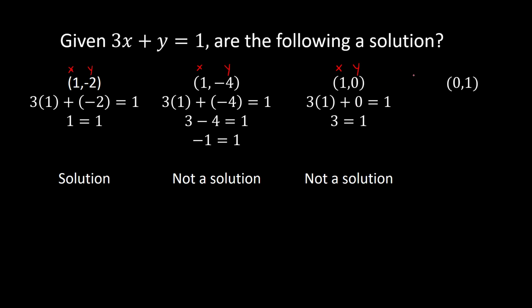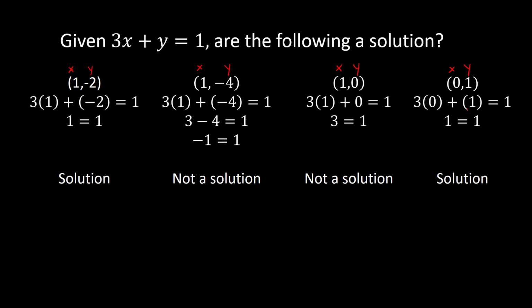And then for the last one, 0, 1, plug a 0 in for x, a 1 in for y, and we get 3 times 0 plus 1 equals 1. So this would be 0 plus 1, which is 1. So 1 equals 1. That is a true statement, so therefore the point 0, 1 would be a solution.